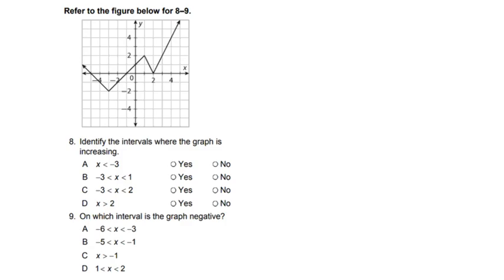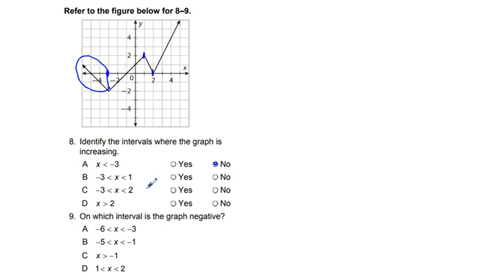Okay, that's 7, 8, the back page. Identify the intervals where the graph is increasing. Well, the graph is increasing here from x equals -3 all the way up to x equals 1, and again from 2 toward infinity. So I guess we're going to 5 on here. Are we increasing for x less than -3? No, we are actually decreasing. So that would be a no, because we're talking about this interval over here.